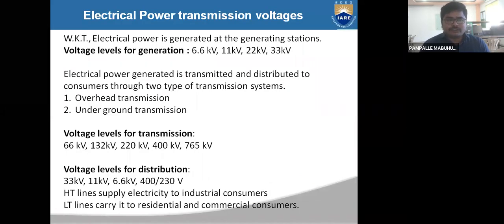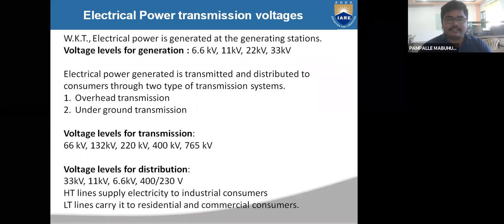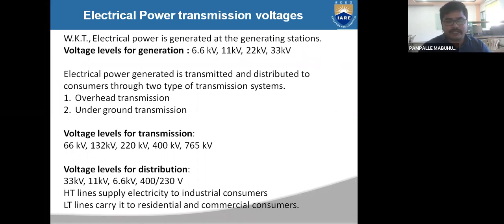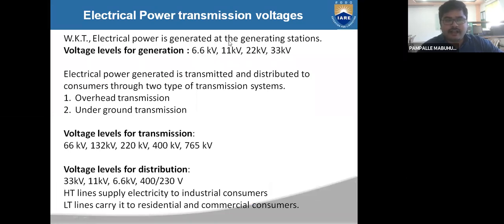Right. So we know that electrical power is generated at generating stations, and the generated voltage will be in the range of 11 kV, 22 kV, 33 kV, sometimes even 6.6 kV. These are the voltage levels for generation. The generated power will be transmitted over long distances through transmission lines, right? And then it is distributed to the consumers through distribution lines.